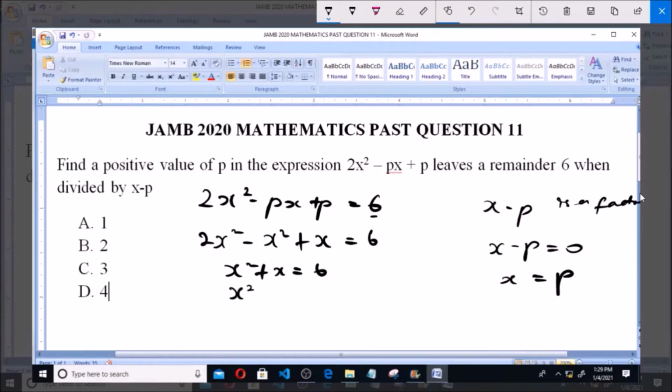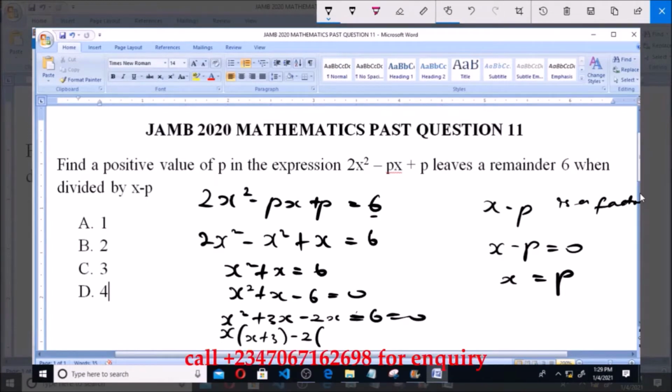We have x squared plus x minus 6 is equal to 0. Now factorizing this, we have x squared. So we are looking for two numbers that when added together will give us 1, which is the coefficient of this x, and when multiplied together will give us minus 6, and that will be plus 3 and minus 2. So x squared plus 3x minus 2x minus 6 is equal to 0. Now factorizing this, we have x into x plus 3 minus 2 into x plus 3 is equal to 0. So the two factors here are x plus 3 and x minus 2 equals 0.